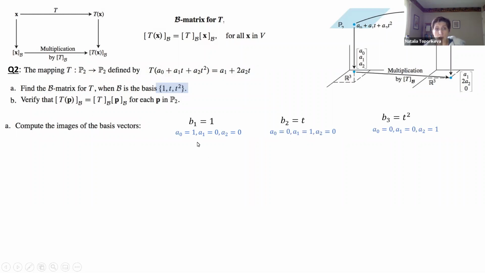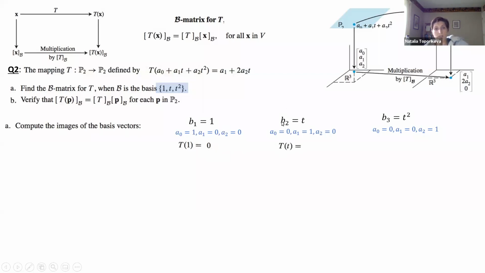So let's try to compile now, when we have successfully converted into our basis coordinates. Let's calculate the image. The image of our basis vector B1, or 1, would be just 0, because when we take the derivative of 1, the derivative of a constant is equal to 0. So our T1 is 0.